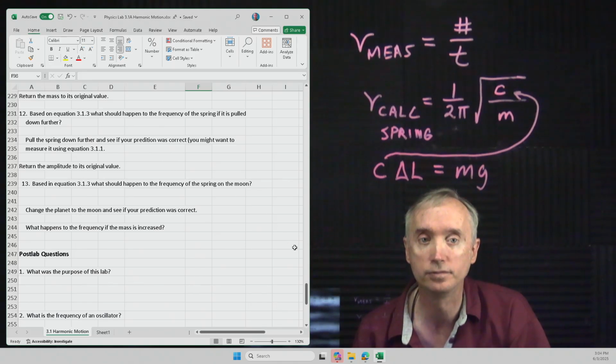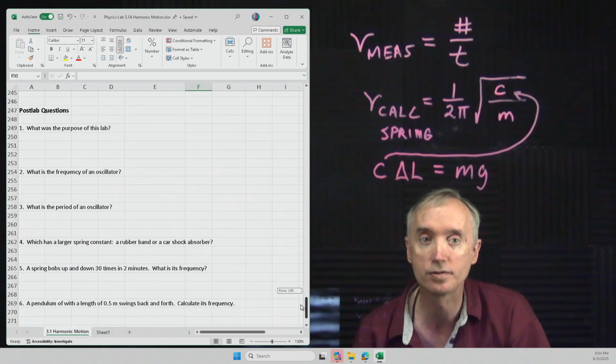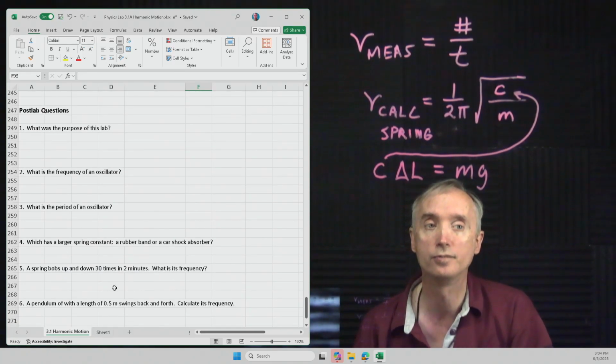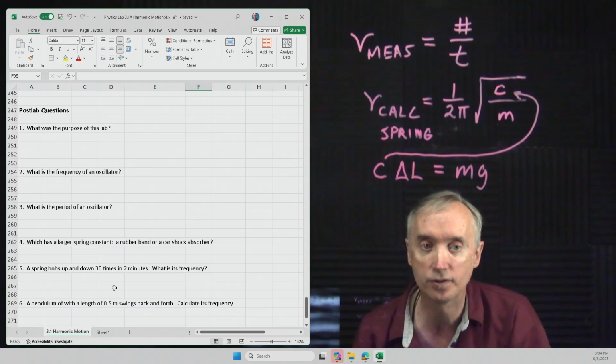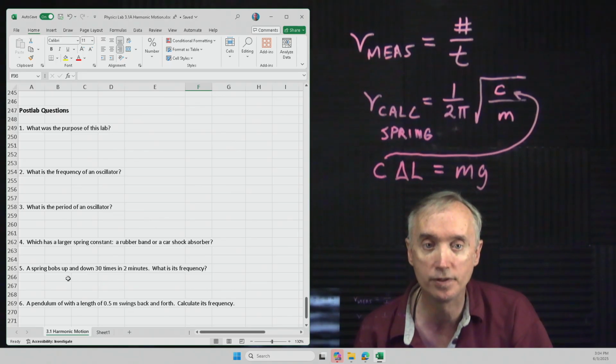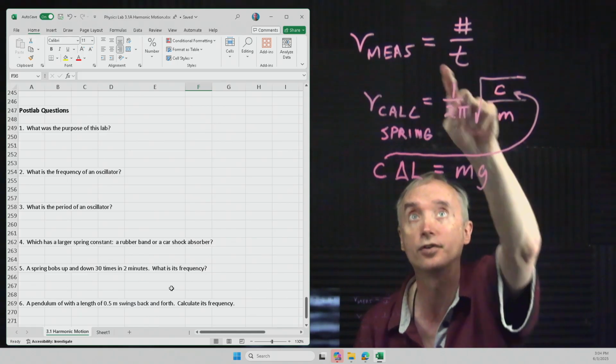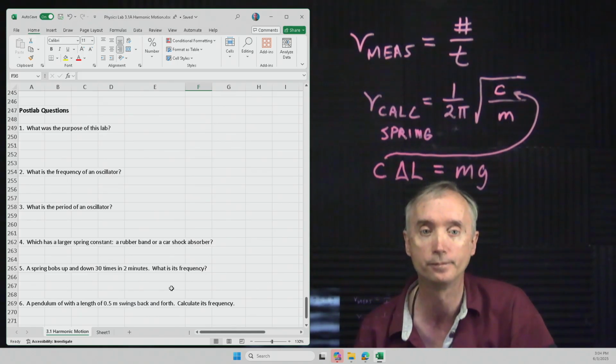All right, so now that's the lab, and then it's time to do your post-lab questions. So I put in here, for example, question number 5. What is the frequency of that spring if it bobs up and down 30 times in 2 minutes? Now 2 minutes is the wrong unit. You need to convert that to seconds, and then you can calculate the frequency using this formula up here.